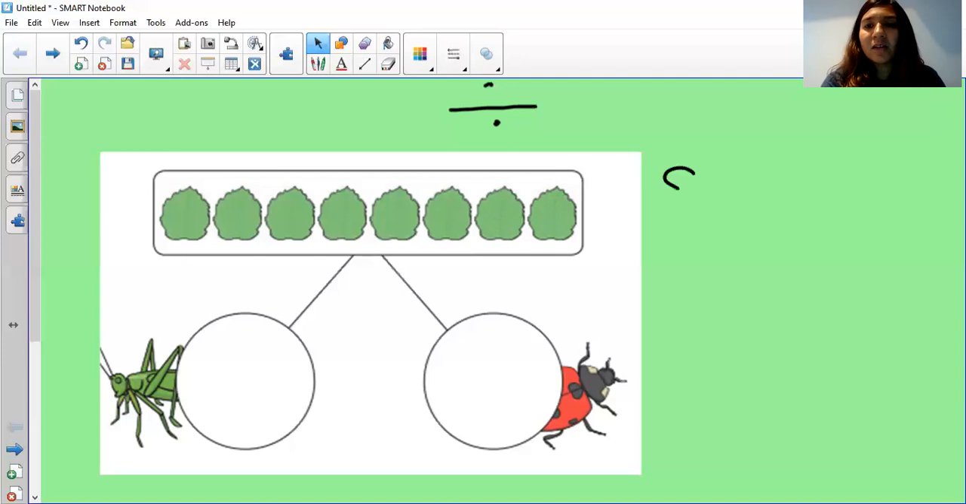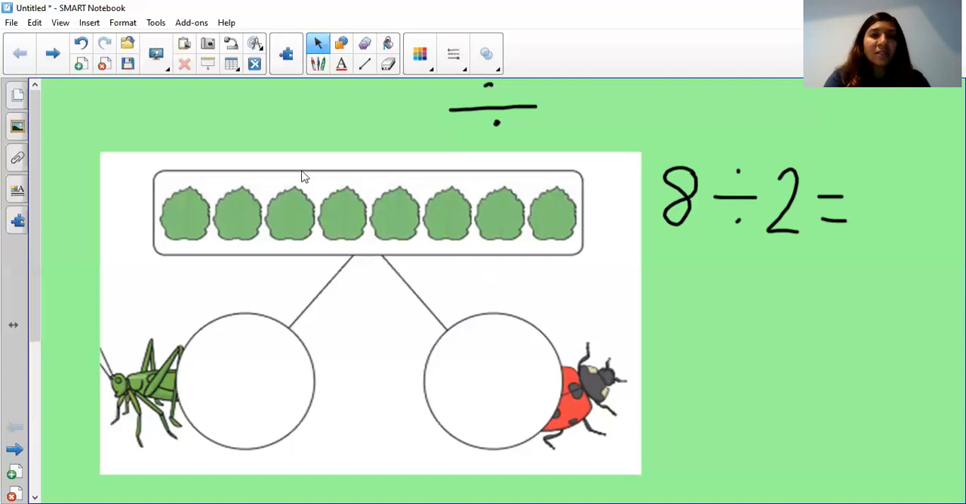8. So I'm going to start off by writing the number 8. And if I'm sharing, remember, what sign do I need to use? The division sign. So 8 shared between how many insects? I have a grasshopper here and a ladybird here. How many insects are there? There are 2 insects. And before I find my answer, I need to remember to put my equal sign. So 8 divided by 2 equals.